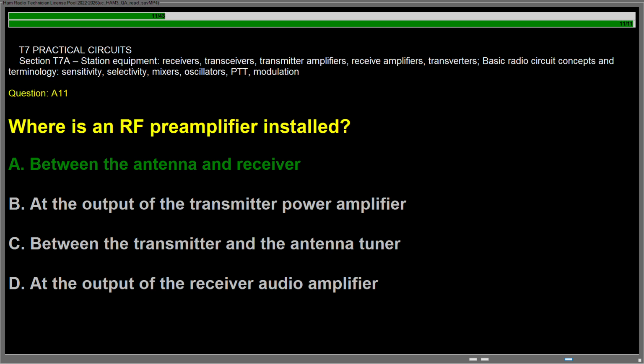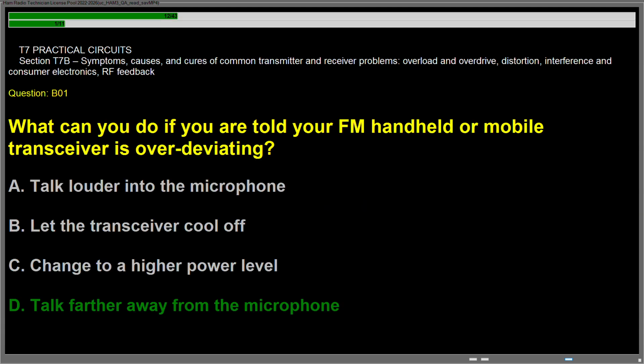Question Alpha 11, where is an RF preamplifier installed? Answer is A, between the antenna and receiver. Question Bravo 01, what can you do if you are told your FM handheld or mobile transceiver is over-deviating? Answer is D, talk farther away from the microphone.